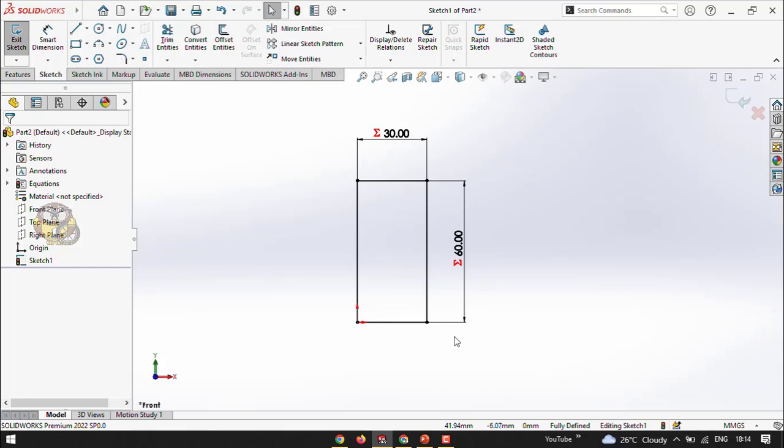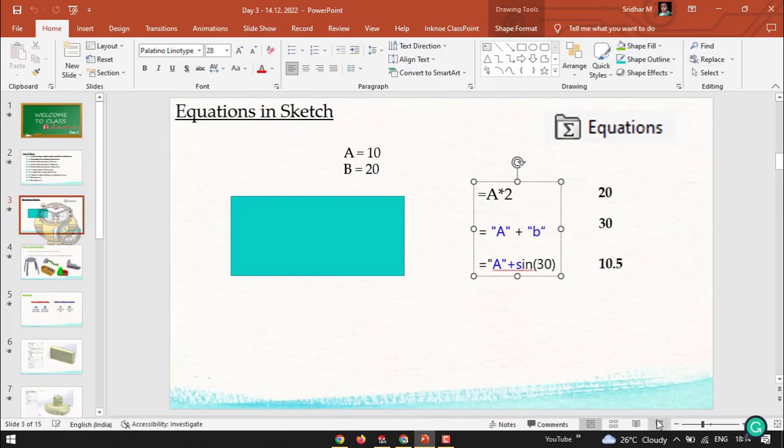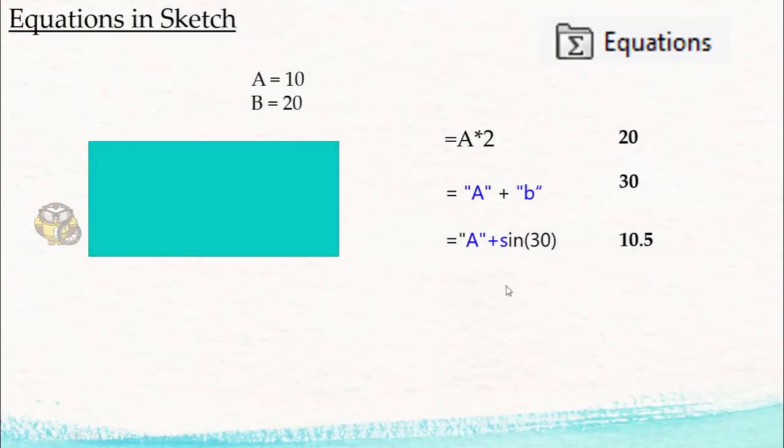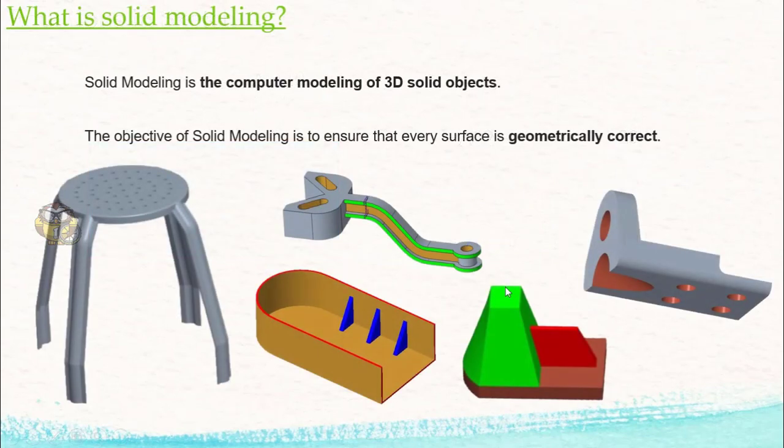To practice it, you can add as many equations as you want. Okay, so next I'm going to cover solid modeling. Solid modeling means we are already creating 2D to 3D. So a 3D model is called a solid model. Not only that, for 3D models to be geometrically correct, all the surfaces should be given the right dimensions. That's very important. Without dimensions we cannot make a 3D model. So keep that in your mind.